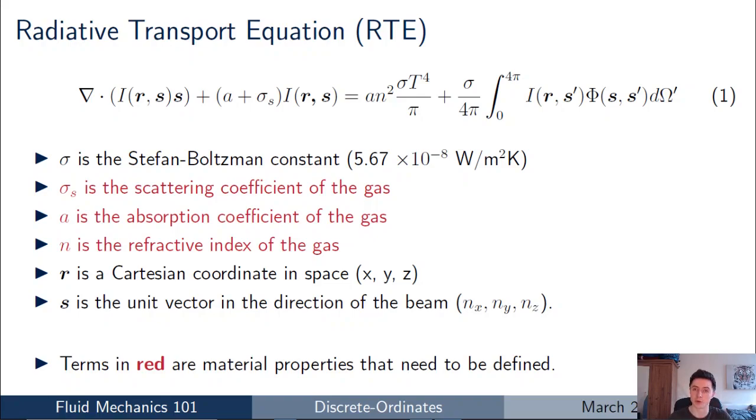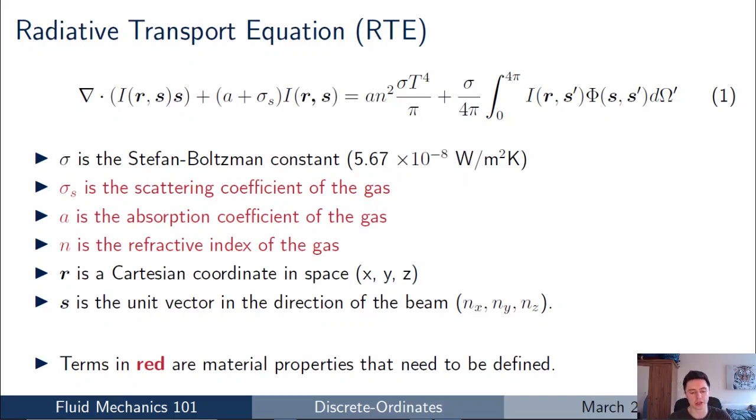A is the absorption coefficient of the gas, how much radiation does the gas absorb, and n is the refractive index of the gas. Then, as I noted before, r is just the Cartesian coordinate in space, so x, y, z, as we're used to, and s is the unit vector in the direction of the beam. So if you think of a normal vector with components nx, ny, and nz in the direction of the beam, that's what r and s are.